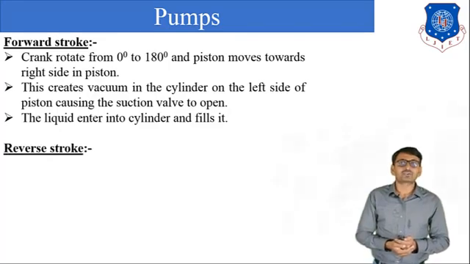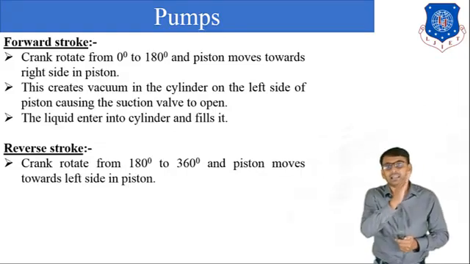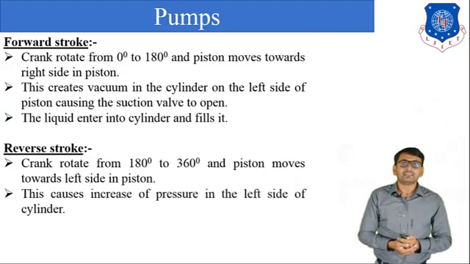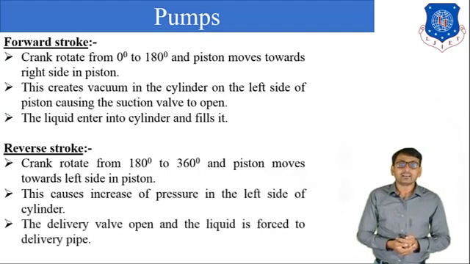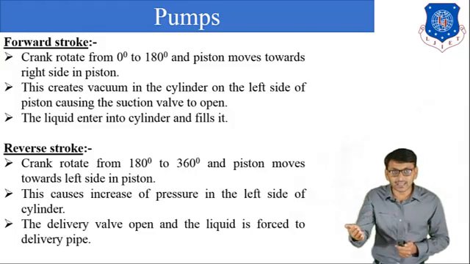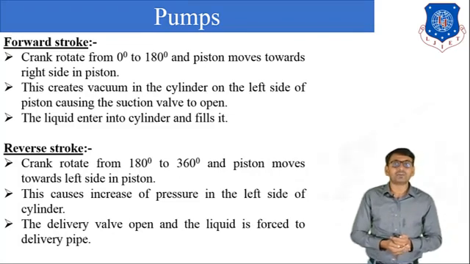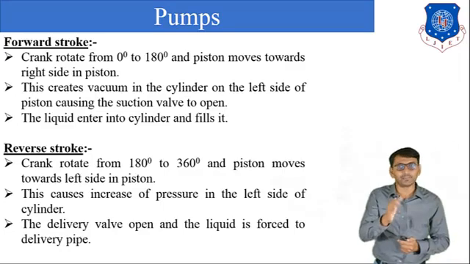Then in the reverse stroke, the crank rotates from 180 to 360 degrees or 0 degree and the piston moves toward the left side in the cylinder. This causes an increase of pressure on the left side of the cylinder and the delivery valve opens, and the liquid present in the cylinder is forced into the delivery pipe, and this liquid is transferred to the delivery tank by the delivery pipe. So this is about the single acting reciprocating pump.